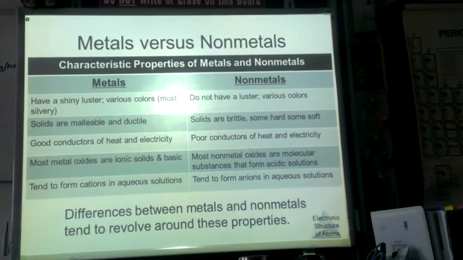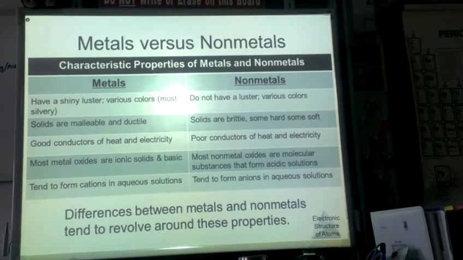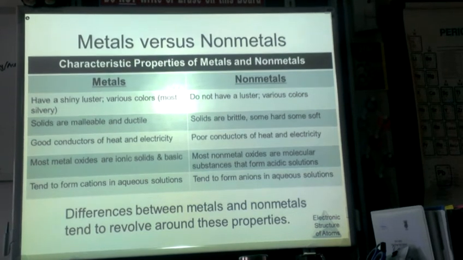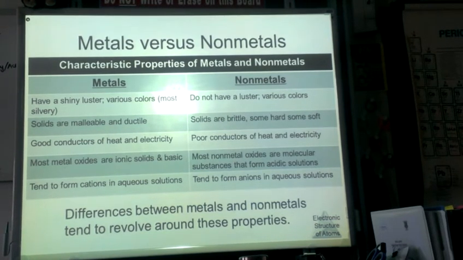If we talk about nonmetals, they do not have any real luster, and they are various in their color. If nonmetals are solids, then those nonmetals are very brittle. I could have some nonmetals that will form what we would call network covalent compounds or network solids, like diamond, for example. Those can be very, very hard, and some of them could be very soft. So really it just depends on what type of nonmetal we're talking about.